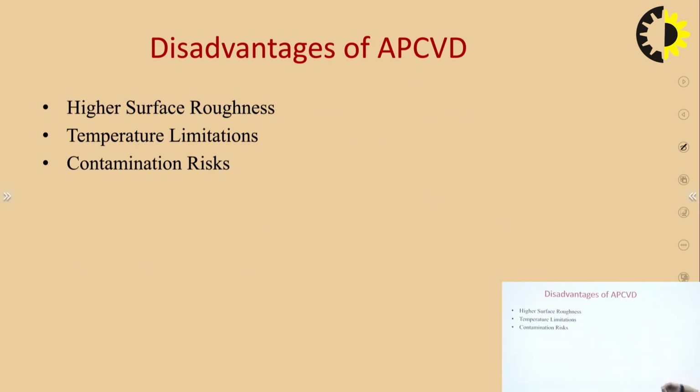The disadvantage of APCVD is that it has higher surface roughness. Sometimes it provides some kind of roughness, so this is a disadvantage. Also there are temperature limitations. It may be suitable for atmospheric pressure, but we have to take care of temperature in this system. And contamination risk is also there, as there is no vacuum chamber, so there may be chances of contamination.